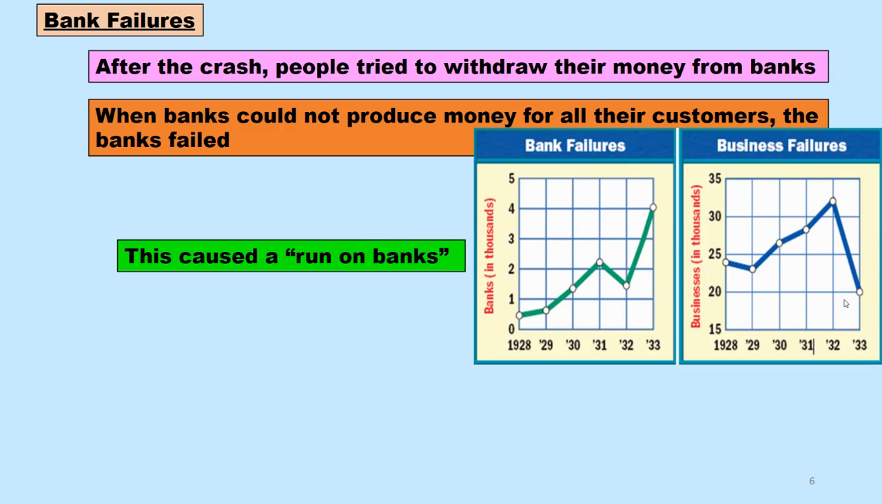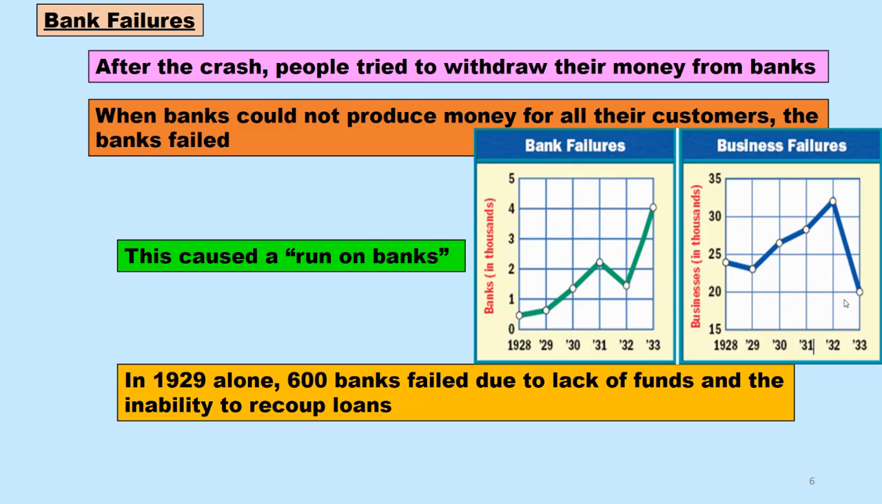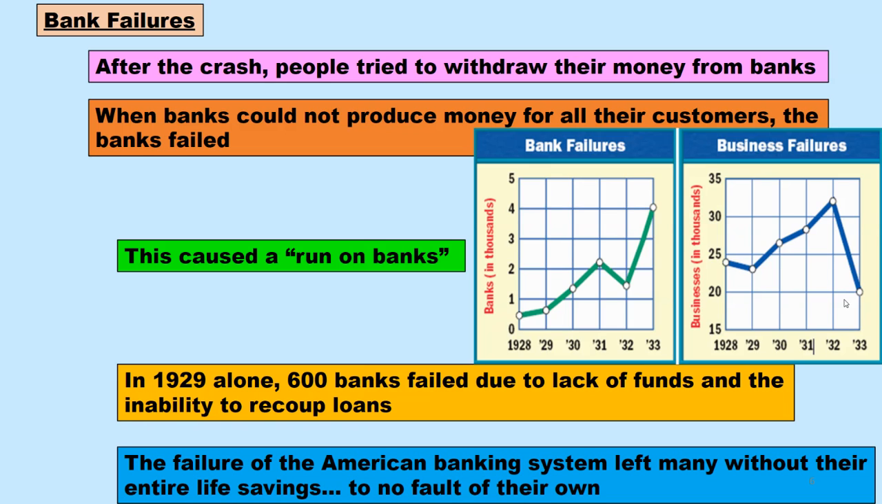So hopefully you're seeing here that this is a really bad situation for the American economy. Okay. So in 1929 alone, 600 banks fail because they've run out of money and they don't have the ability to recoup loans because people don't have the money that they loaned out. Okay. So all of this again is compounding on each other. Okay. So the failure of the American banking system leaves a lot of people without any of their life savings, through no fault of their own.